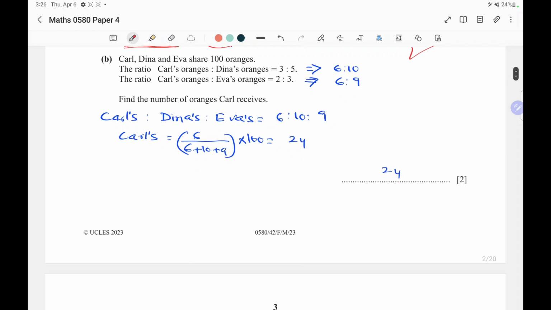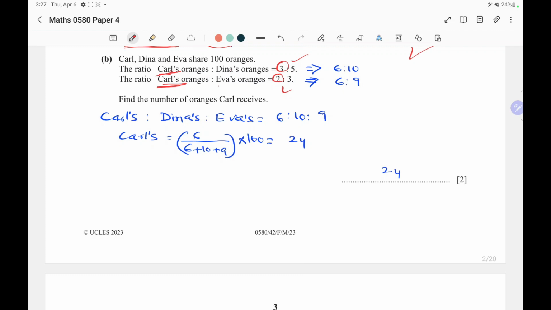Now B part. Carl, Dinah, and Eva share 100 oranges. The ratio of Carl's oranges to Dinah's oranges is 3:5, and Carl's oranges to Eva's oranges is 2:3. Find the number of oranges Carl receives. So here 3:5 and here 2:3, and here this is also Carl, and here this is also Carl. If we can make these two numbers the same, then we can easily relate all three together, Carl, Dinah, and Eva.